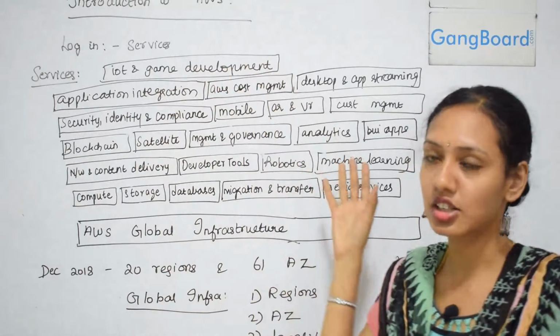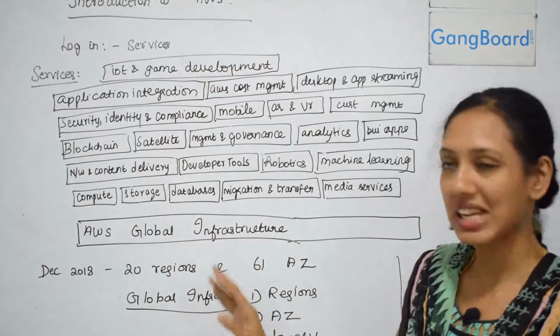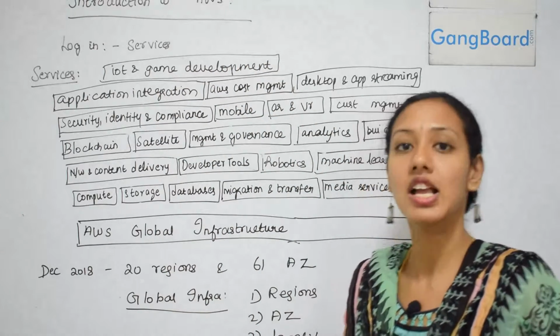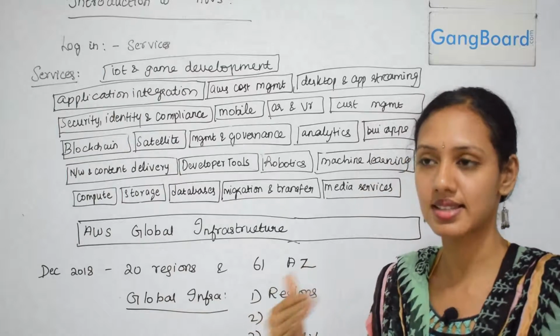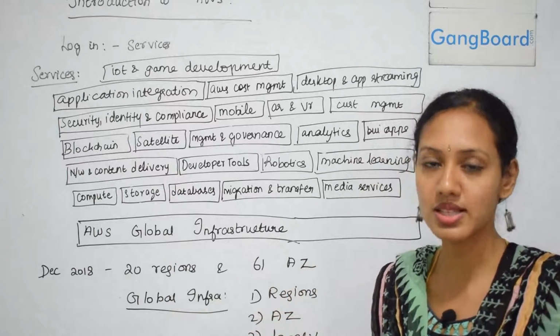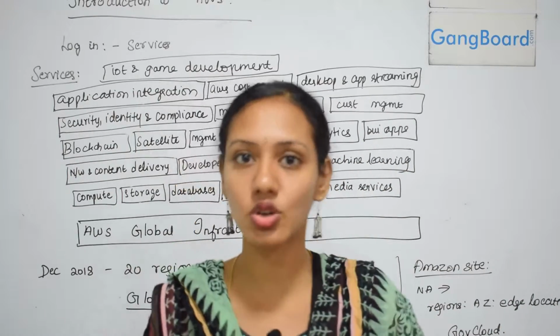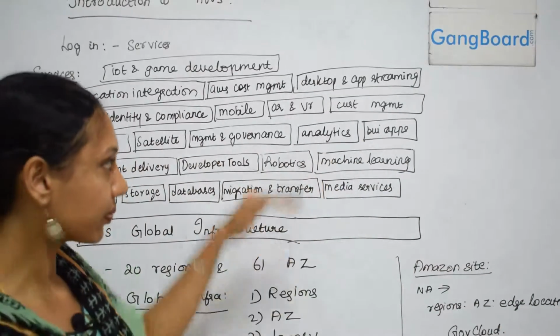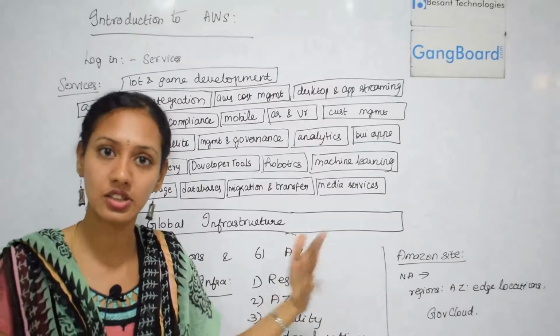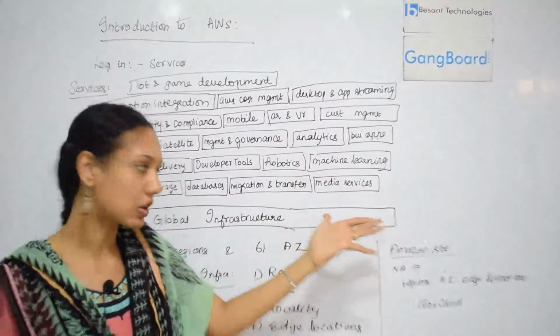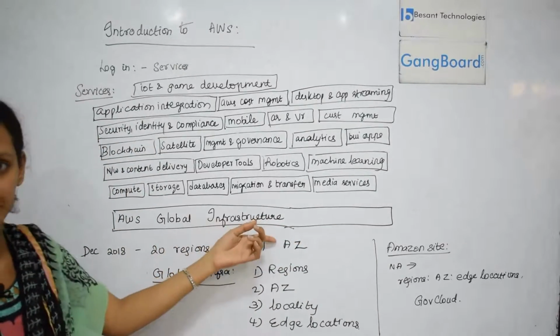I have just listed the topics of a few services. We need not learn everything for your Solutions Architect Associate exam. You just need to know a few basic and most important services, and you also need to know the basics of what the other services do on a high level. We will be learning about that throughout the course. So before we move on further, let me talk about the AWS Global Infrastructure.